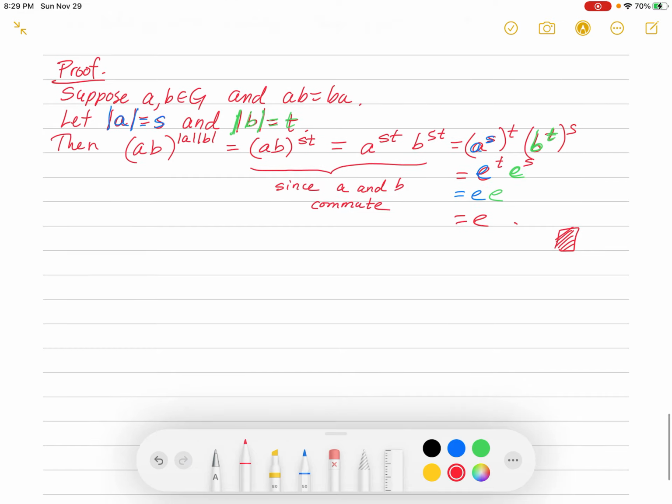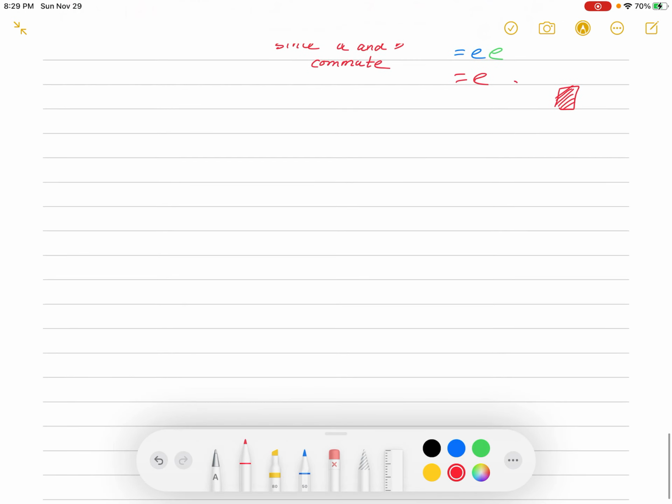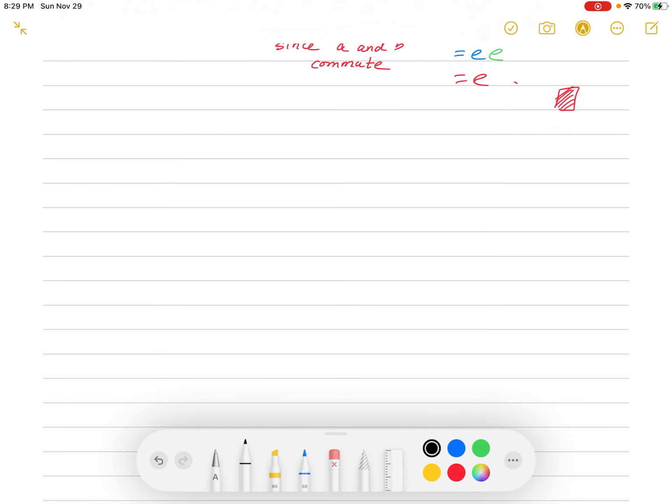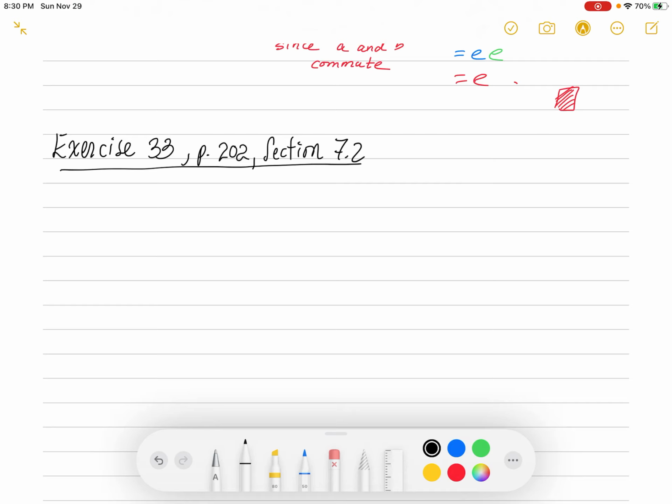And the next thing we're going to do is exercise 33. This is a tough one. This actually uses 31A. This should be a theorem, like a major theorem in your book. They should state this as a theorem in your book. It's so important. I don't know why they just put it as an exercise, but we're going to work it. So this is exercise 33, page 202, in section 7.2. What does this say?